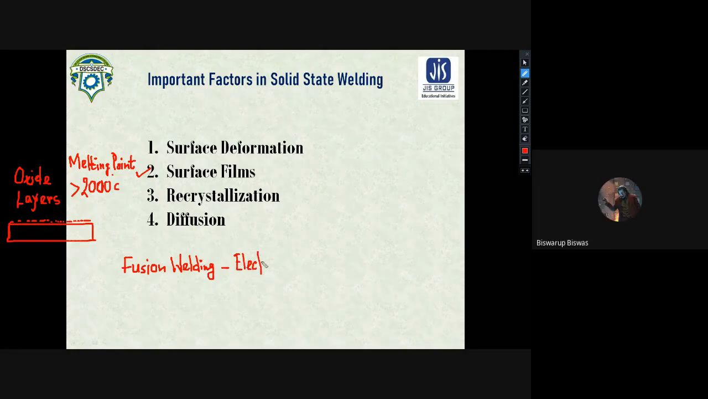Yes, sir. So let us see that this is a very important thing. Any student of automobile or mechanical engineering should understand this, because this is a basic and fundamental thing. Oxide layers are the greatest hurdle to doing any kind of welding.